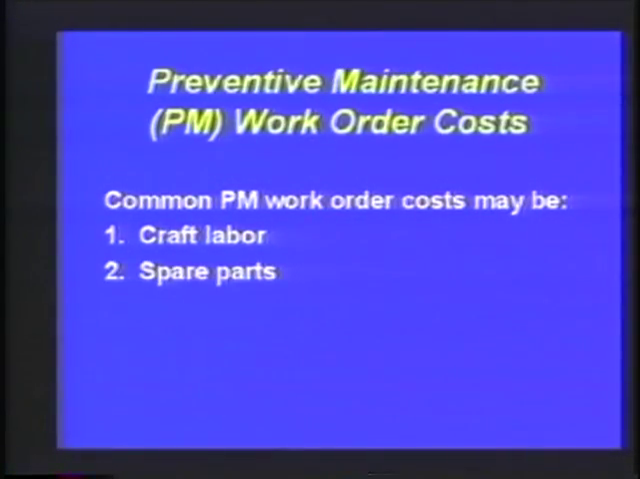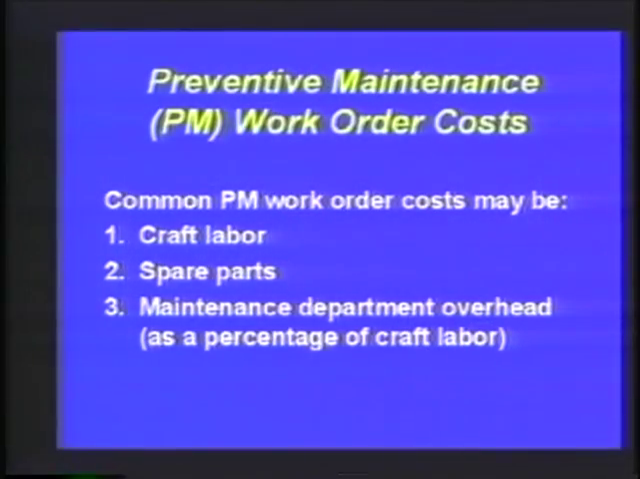The most common cost element, number 1, would be the labor. Second would be the spare parts. Now, don't forget, spare parts could include lubrication, cleaning media, or any other material that is required in the PM program. The third cost element, which not too many companies use, but it is my recommendation that it be included in a PM costing program, is the maintenance department overhead.